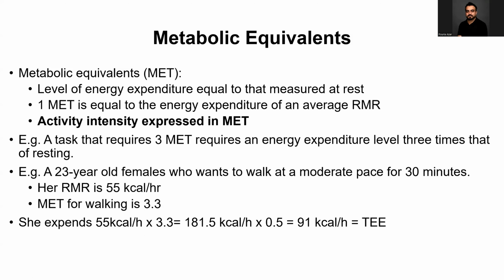So she expends 55 kilocalories per hour multiplied by 3.3, which equals 181.5 kilocalories per hour, multiplied by 0.5, or 91 kilocalories. This is the total energy expenditure. Why did we put 0.5? Because it's 30 minutes, half an hour. So this should be 0.5 to get the hour.